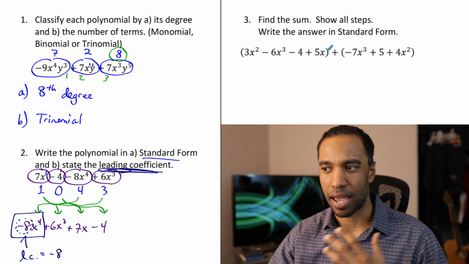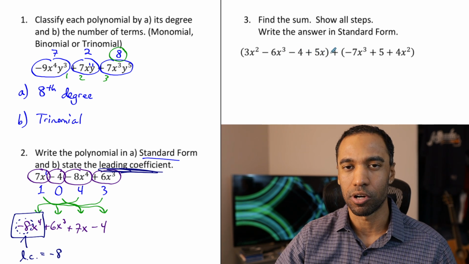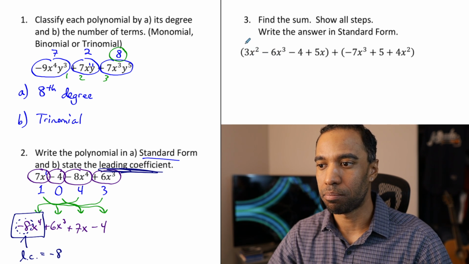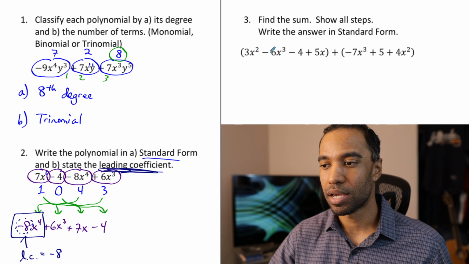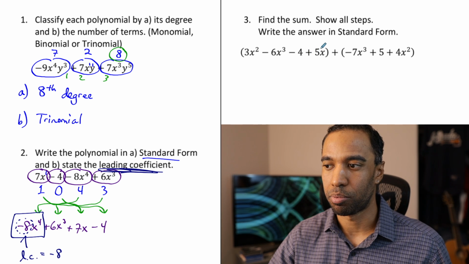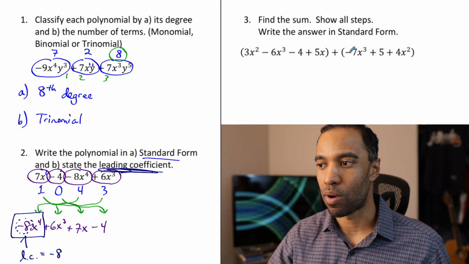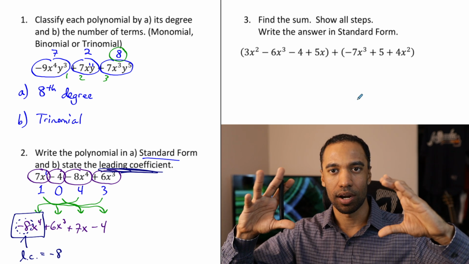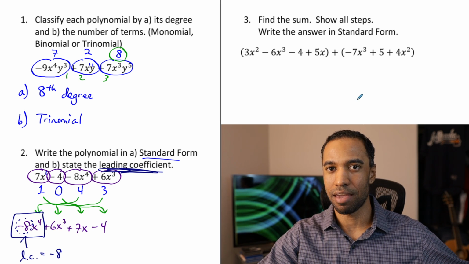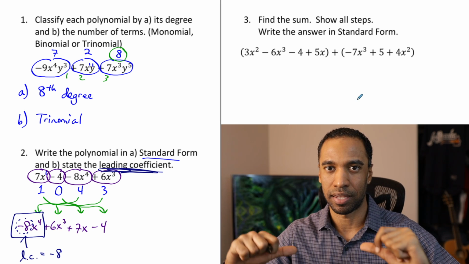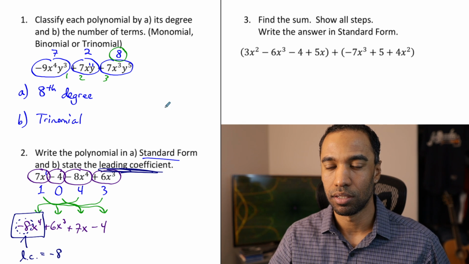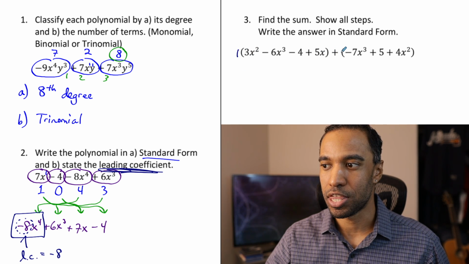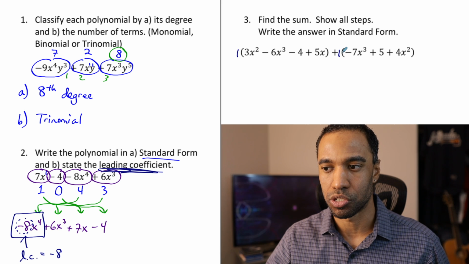I'm just going to find my highest degree terms and write those first when it comes to combining, and I'll just go from there. So right here we have the quantity 3x squared minus 6x cubed minus 4 plus 5x, and we're adding it with the quantity negative 7x cubed plus 5 plus 4x squared. Now the fact that they quantify it will only mean something if there's something multiplied on the outside of it that's not a positive 1. And if I don't see anything out here, it's a positive 1. And if I don't see anything out here but a plus, that's also a positive 1.